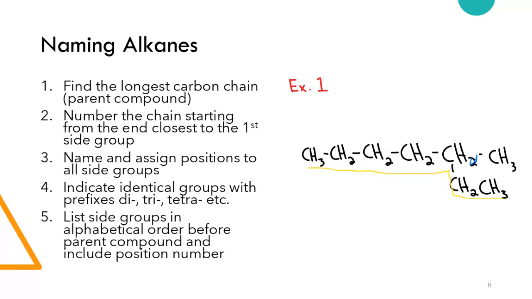Okay, so my next step is to start numbering the chain. So I can either start from the left end or the right. I'm going to start at the right because it's closest to, get another color. It's closest to this. 3-methylheptane. Yes, but we're getting there. Okay, so it's closest to this first side group. This is 1, 2, 3, 4, 5, 6, 7. Okay, so our longest chain is 7 carbons long. So our parent compound is heptane, right?